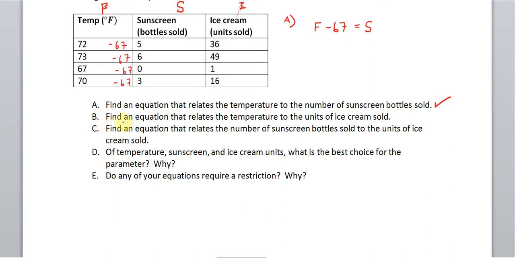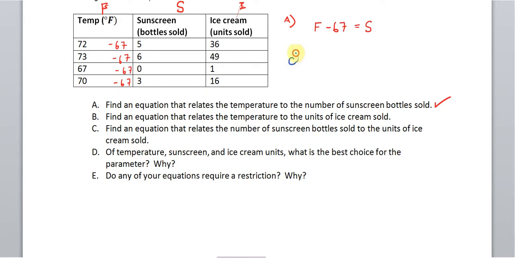Next, B, find an equation that relates the temperature to the units of ice cream sold. Okay. Now, if we look at temperature and units of ice cream, 72 and 36 looks like you're dividing by 2. But 73 and 49, that doesn't quite work. 67 and 1, 70 and 16. That pattern, I think, is a little bit more difficult for us to figure out. Okay. So let us go back to part B in a little bit.